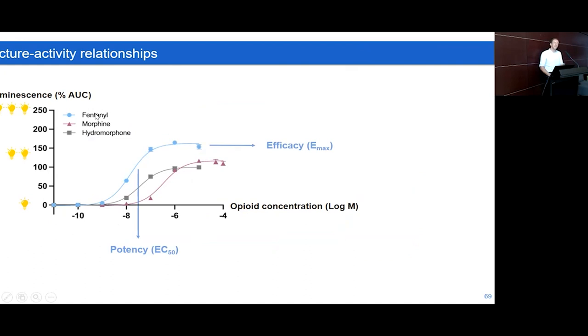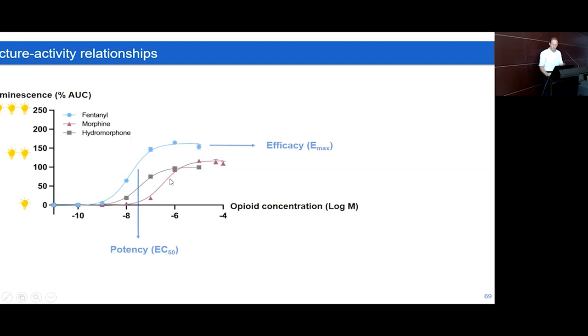For instance, here we can see that fentanyl is more efficacious than morphine. The more to the left the curve is, and if you look then at the 50% of the maximum efficacy, this is being referred to as the potency or the EC50 value. The more to the left, the more potent a compound is, meaning that the curve goes up at lower concentrations already. So for instance, also here you can see that fentanyl is scored as more potent than morphine, something which we are all aware of.